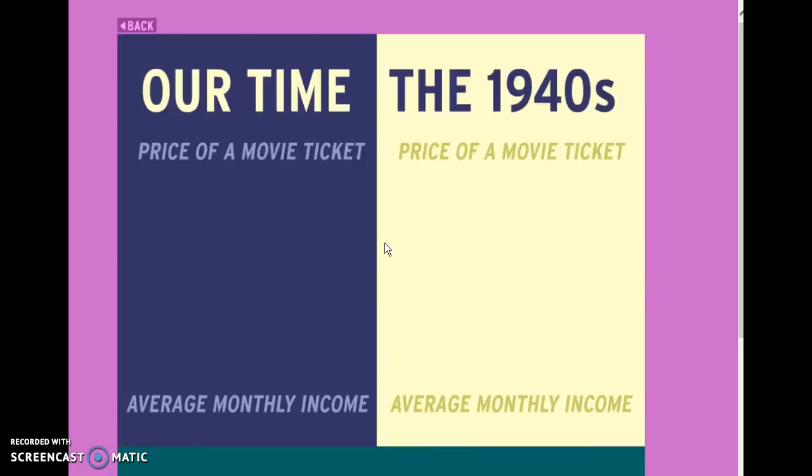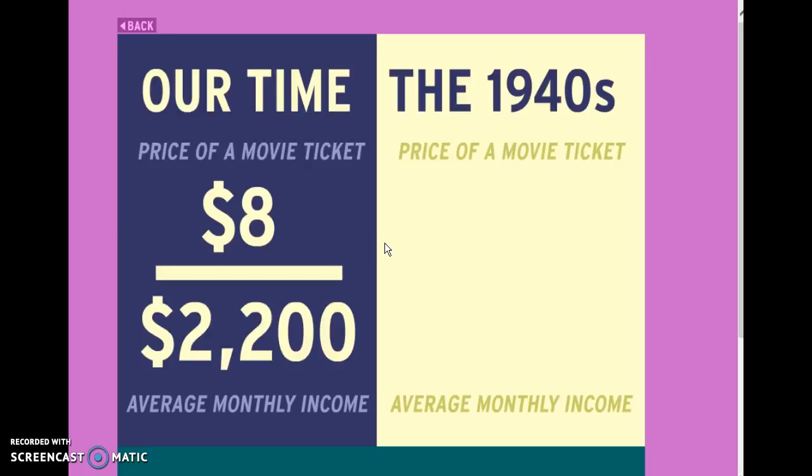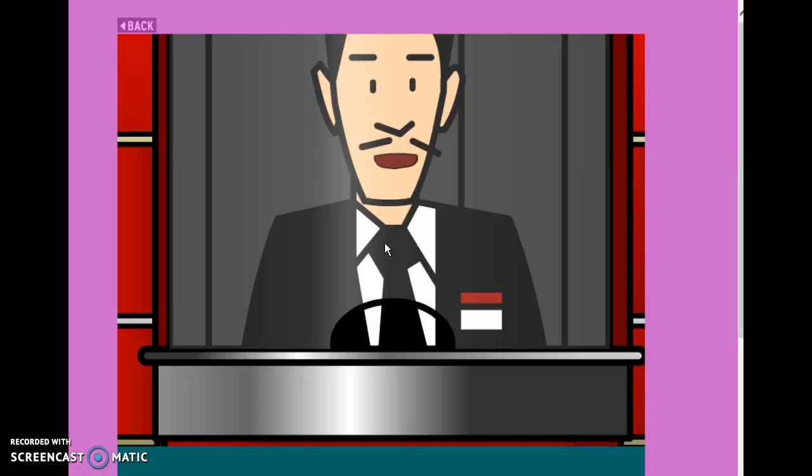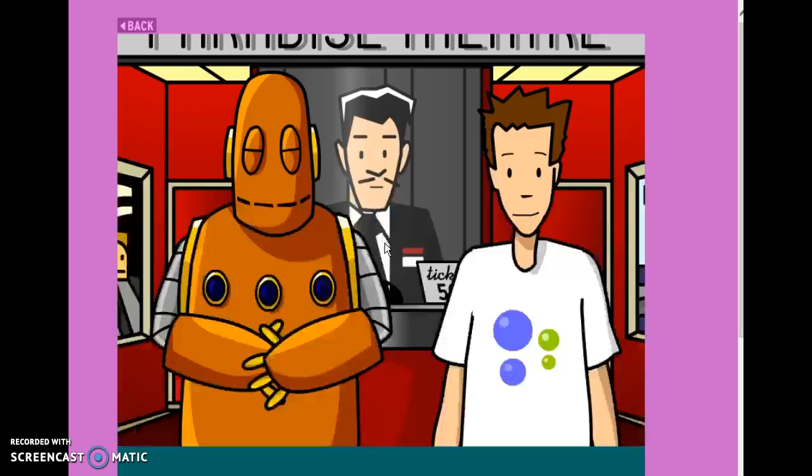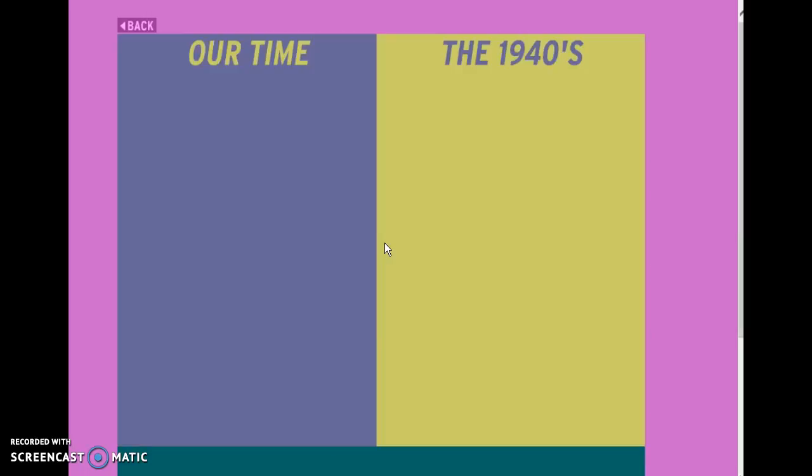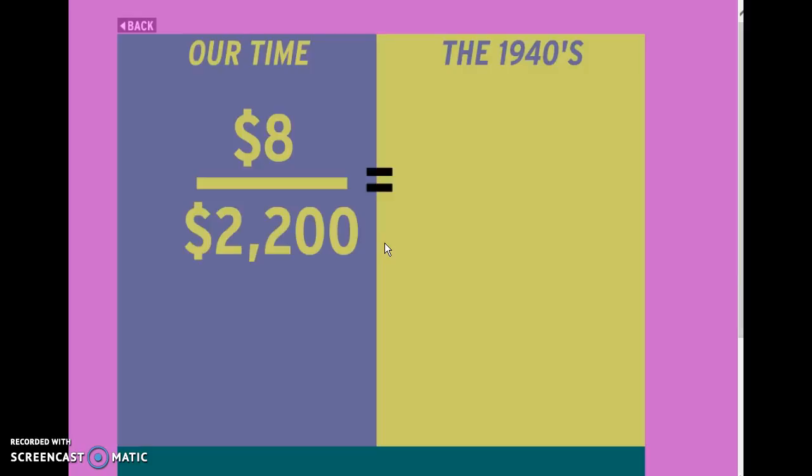First, we need to set up a proportion. It's kind of like a ratio. You're comparing things. Okay, we know that our ticket price is $8, and the average monthly income in our time is about $2,200. The proportionate ticket price is what we're solving for, so let's call that X. And the average monthly income in the 1940s, well, if you ask me, I think it's about $206. Hey, that was a lot of money back then. Okay, so we've got $8 over $2,200 equals X over $206.